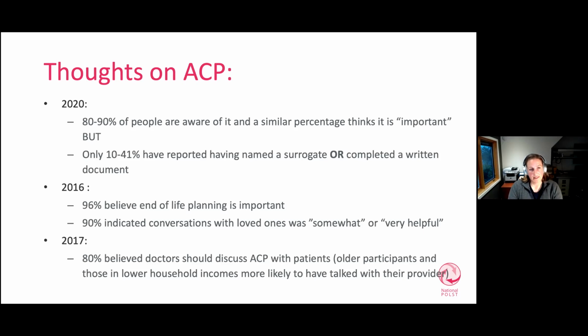The good news is at least as we look closer to now in 2020, we know that about 80 to 90% of people are aware of it, which is good, and a lot of them think it's important. But only about 10 to 41% have reported either naming a surrogate or completing a written document, which isn't a lot. Again, the data that I saw from 2016 and 2017 is pretty similar. We believe it's important. Having conversations is somewhat or very important. In 2017, 80% of respondents believe doctors should discuss advanced care planning with patients.